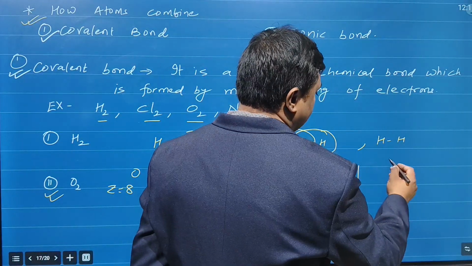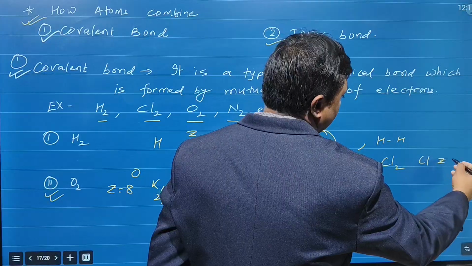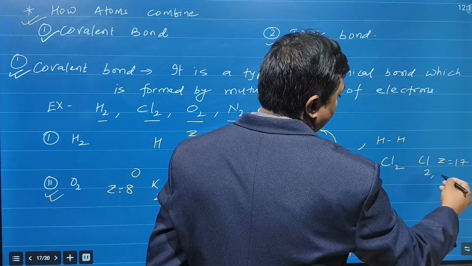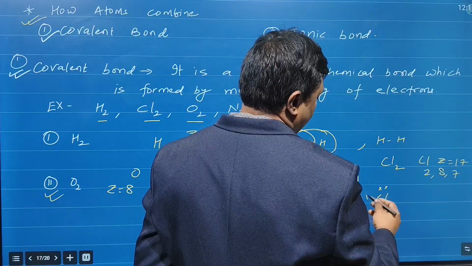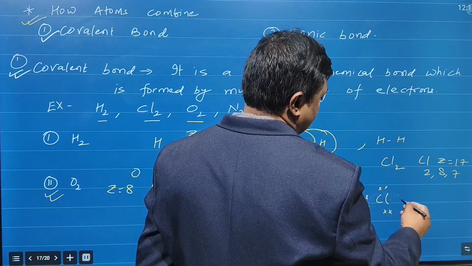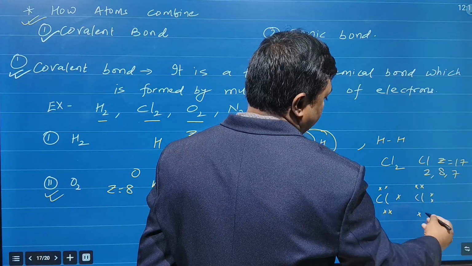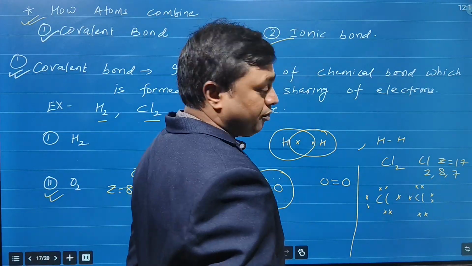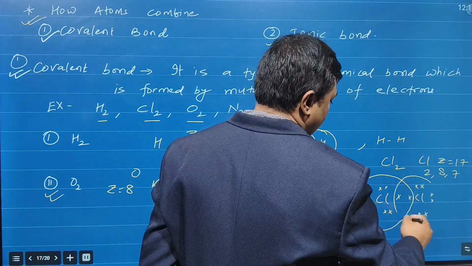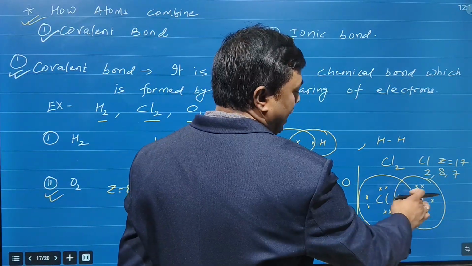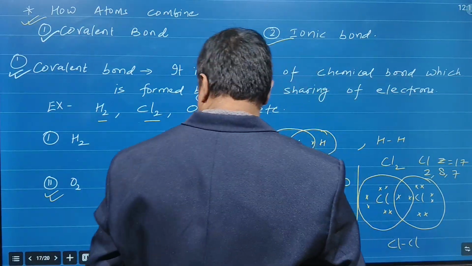Similarly, we can see chlorine, Cl2. The atomic number of chlorine is 17, so the electronic configuration is 2, 8, 7. You can see here 1, 2, 3, 4, 5, 6, 7. Here also, the other atom has 1, 2, 3, 4, 5, 6, 7. To become stable, it will take one electron and become stable by the octet rule. Here also, between the chlorine atoms, one electron pair is shared, so it is a single covalent bond. Is that clear?